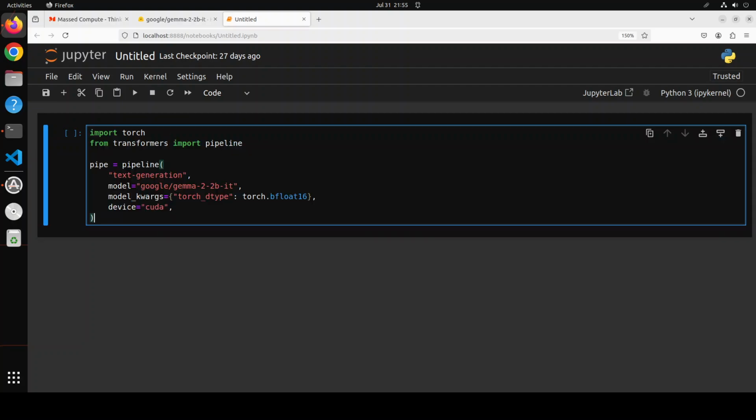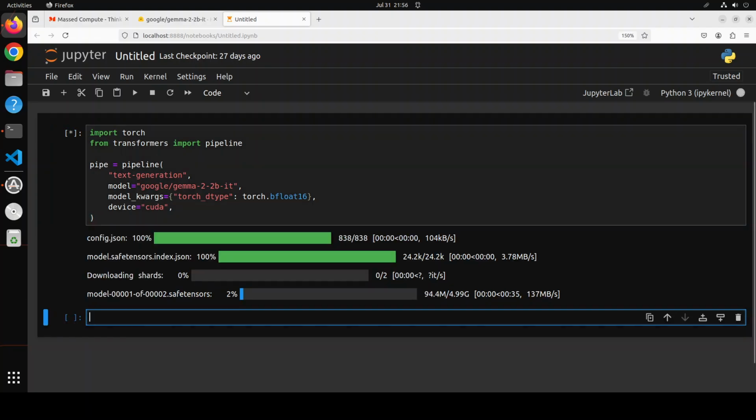Let's import some of the libraries which we have installed, like Torch and Transformers. And then I'm using Pipeline to download the tokenizer and this Gemma 2 2 billion instruction tuned model. And we are setting the data type. And because I have an NVIDIA GPU card, I'm running CUDA. You can try it out on CPU, just replace CUDA with CPU. If you're running it on a Mac, just replace CUDA with MPS. So let me run it.